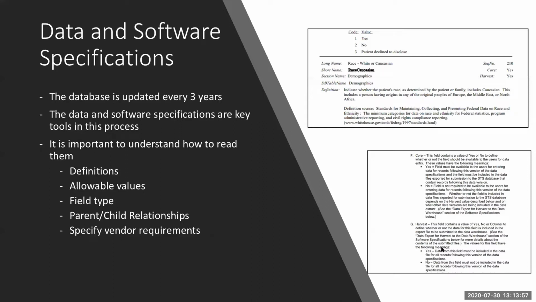And this is just 2 documents that are available. The data specifications provide you with information about the field type, the allowable values within that field, and if there's a parent-child relationship, and the specifications for software provide the vendor with how that software should be built for themselves. We'll get a little bit more into this.